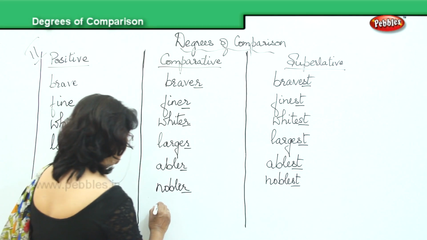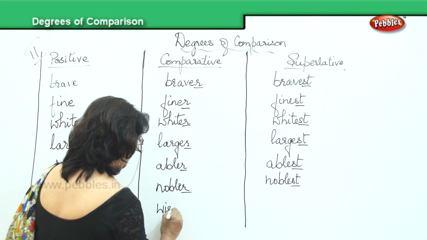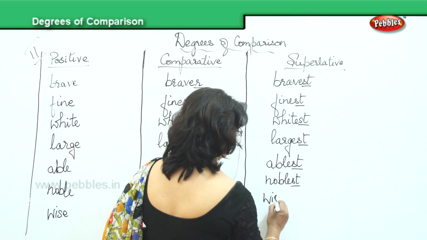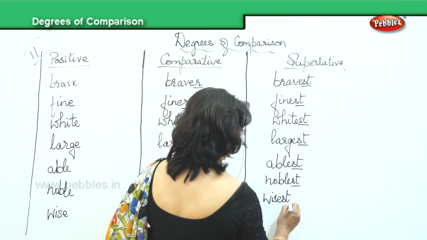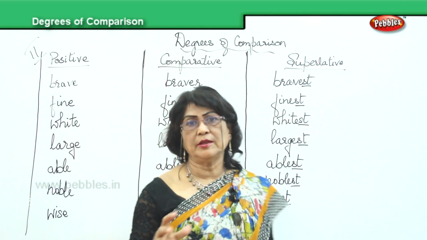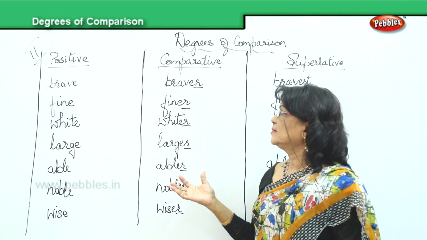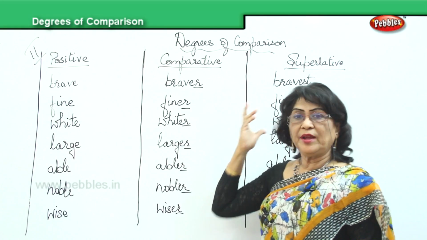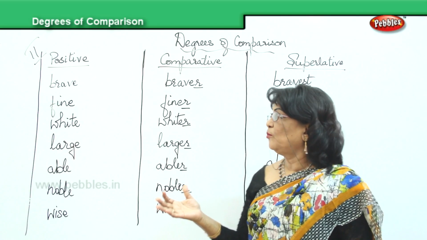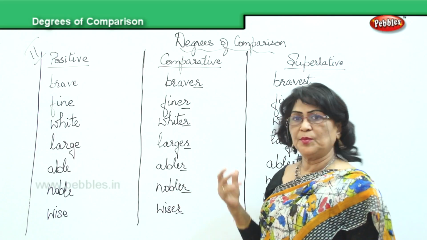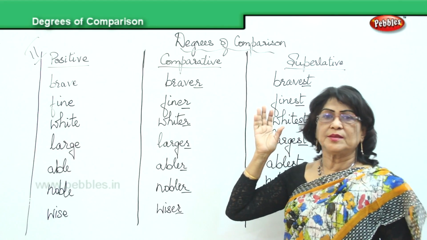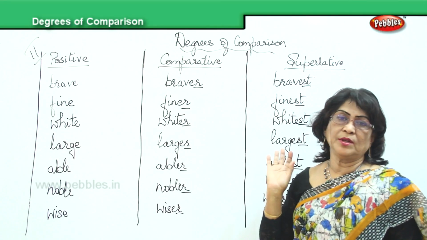Wise, wiser, wisest. If you see, certain words we don't much use in the other degrees of comparison. Brave, braver, bravest, of course. Ram is a brave boy. Sam is braver than Ram, and Sandip is the bravest of all the boys.